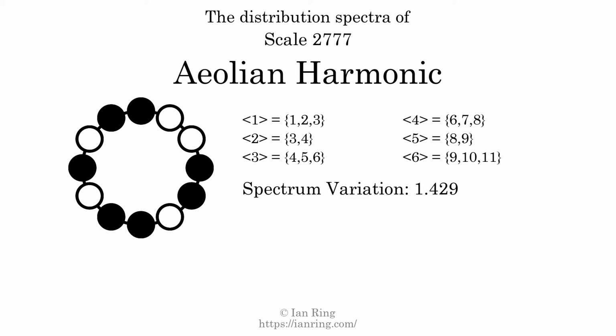The spectrum variation is the sum of all the widths divided by the number of tones. The spectrum variation of this scale is 1.429. Since the variation is greater than 0, this indicates that the scale is not perfectly even. The highest spectrum width is 2. Since this is greater than 1, we know that this scale is not maximally even.